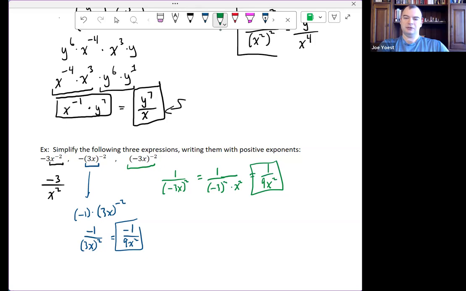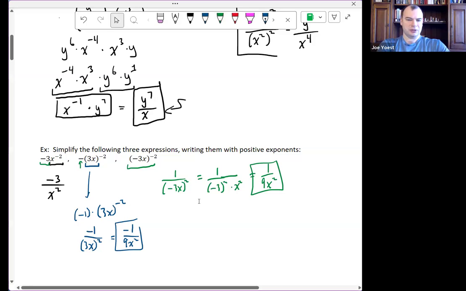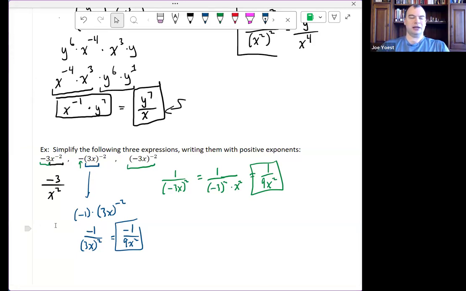The middle one is negative 1 over 9x squared. The negative didn't get squared in this case. And the first one is just negative 3 over x squared. The negative 3 wasn't affected by the power. So we do have to be careful to recognize what is actually being raised to the power and what is being multiplied on in front of the thing being raised to the power.